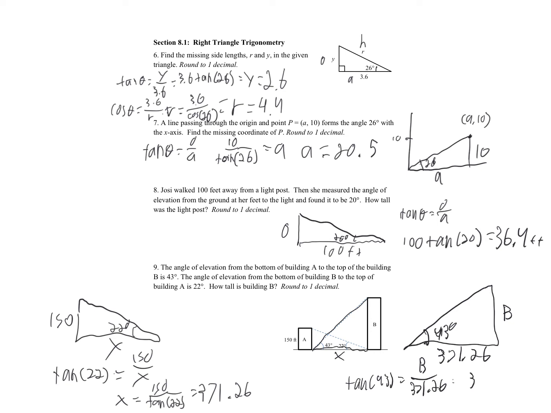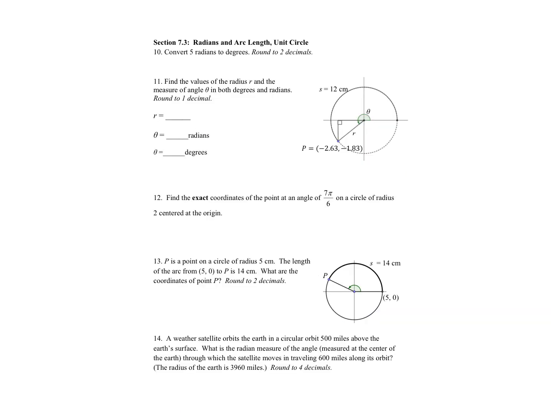So 371.26 tangent 43 gives us B as 346.2 feet.